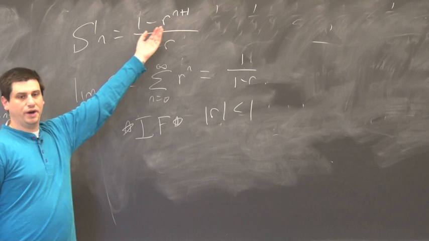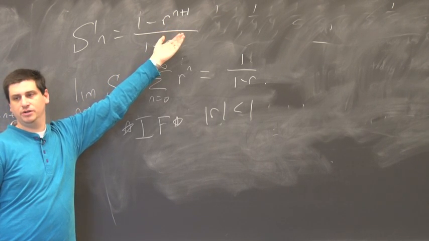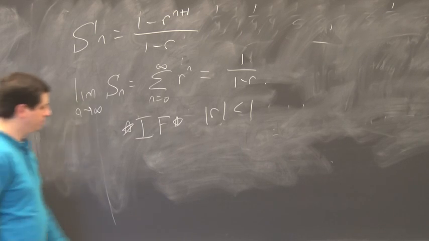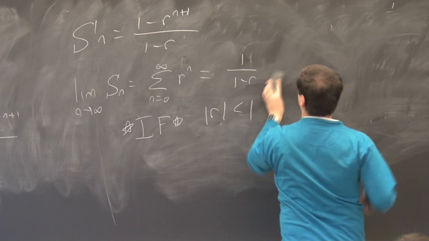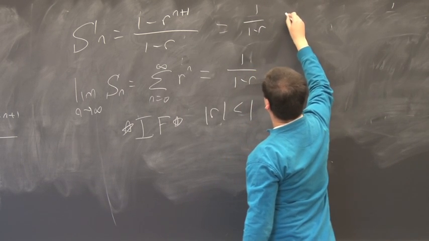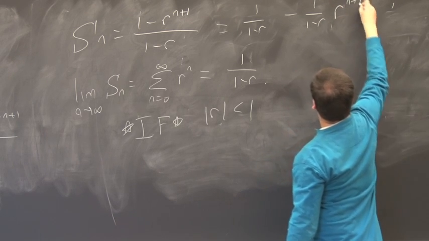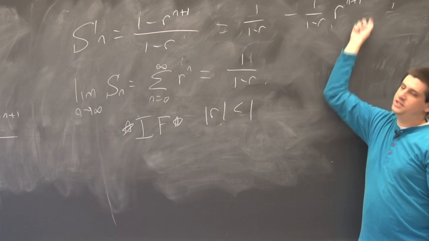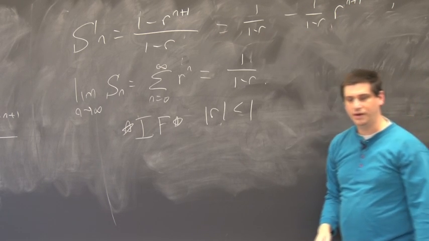Imagine r is something like 1/2. Well, then if I take 1/2 to a higher and higher power, it's getting smaller and smaller and smaller. And so this expression, if I wanted to, I could write as 1 over 1 minus r, minus 1 over 1 minus r times r to the n plus 1. And you can see now as n gets very, very large, this piece here becomes negligible. And it's going to converge to just 1 over 1 minus r.